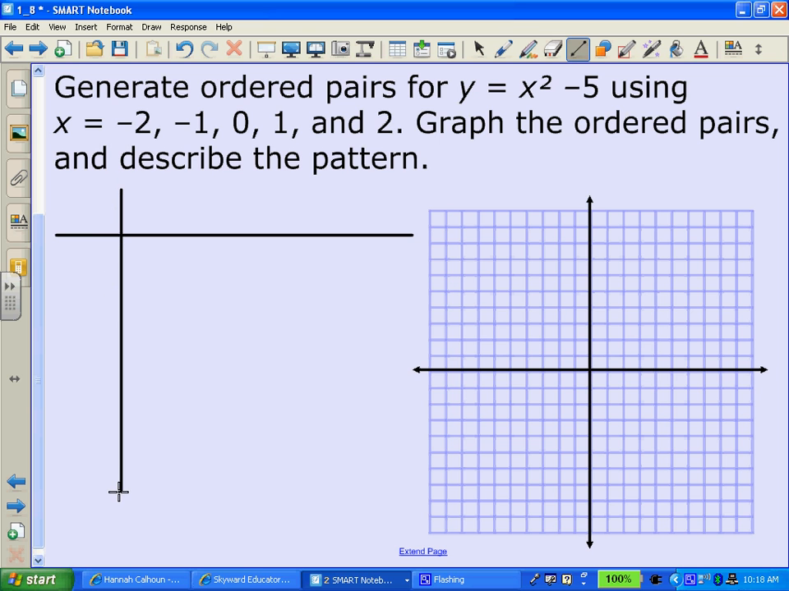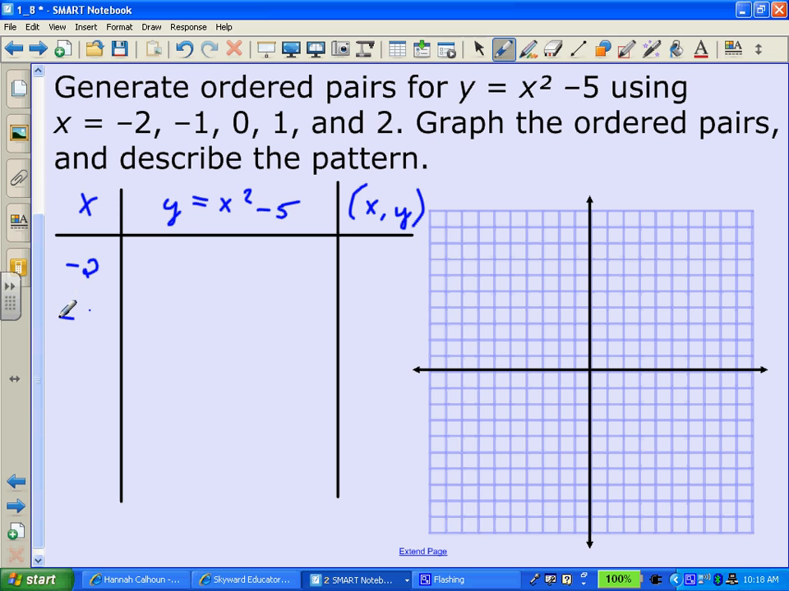So in my table I have an x column, I have a work column, and then I have a column for my ordered pairs. Here's my x column. This is where I write my equation, which is also called a function, and that's where I'm going to do all my work. And at the end I'm going to write my ordered pairs. The x values, they will give you -2, -1, 0, 1, and 2.